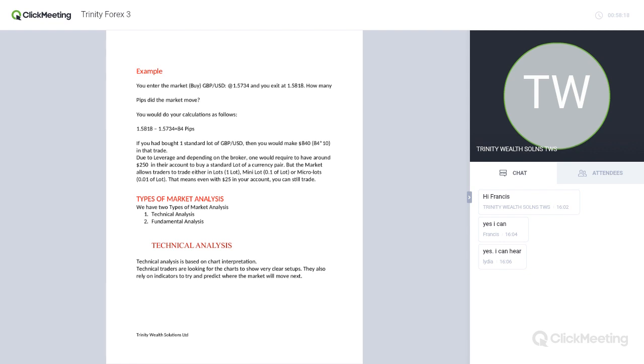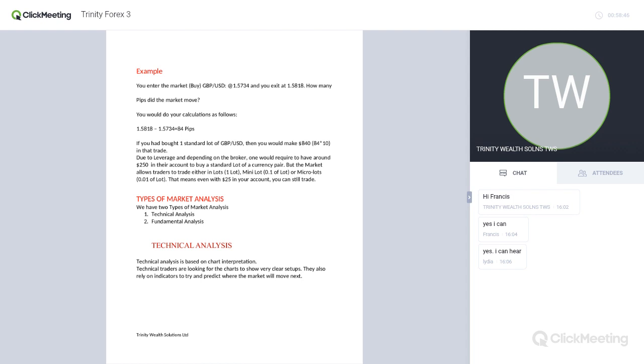If you buy a kg of sugar for 100 shillings and you sell at 150, what's your profit? 150, take away the buying price. So the same case here. We close our trade at 1.5818, take away the price at which we bought the pair, and our profit is 84 pips, right? So you say you have closed the trade at a profit of 84 pips.